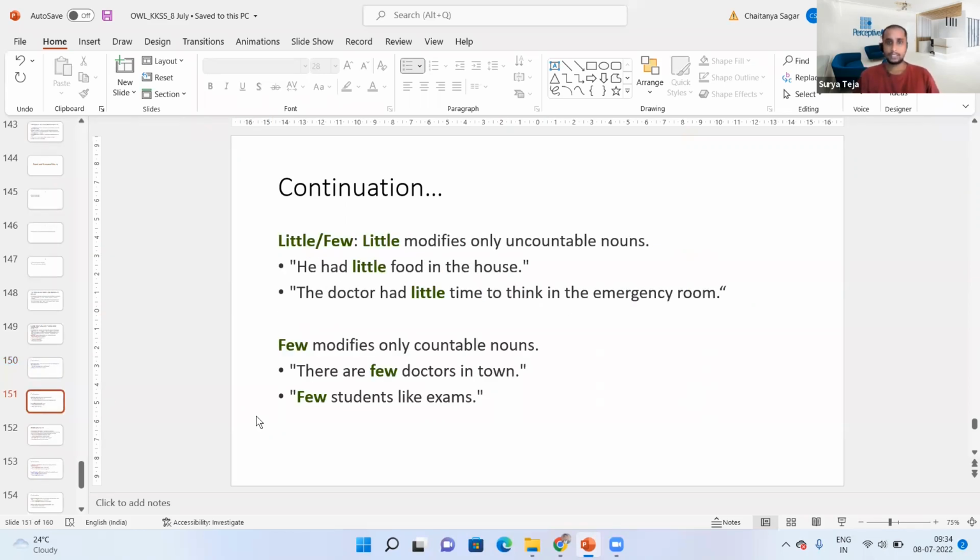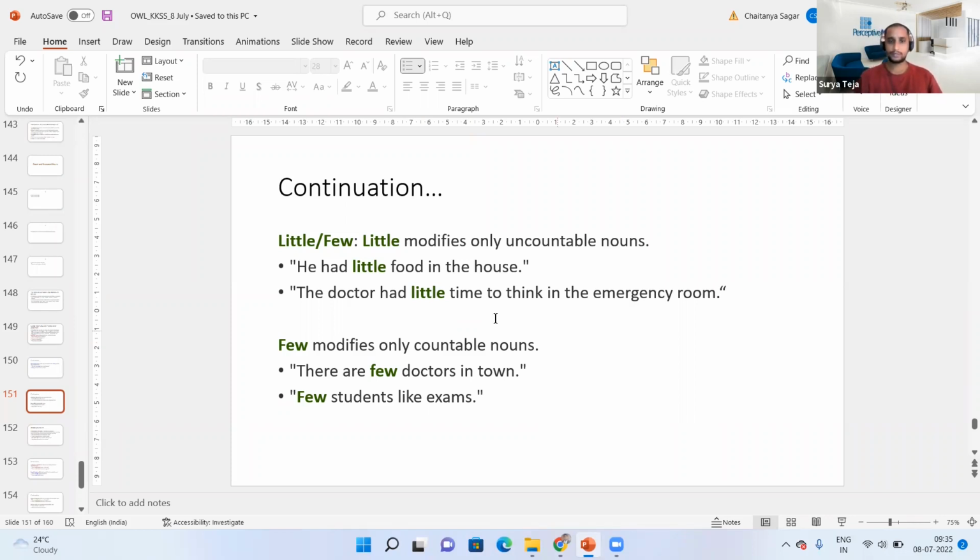And similarly, little and few. Little actually modifies only uncountable nouns. Few modifies countable nouns. If you see the example here, the first one, he had little food in the house. The doctor had little time to think in the emergency room. So little is talking about the food. Food is an uncountable noun. Here, time is the uncountable noun, and little is qualifying the noun time. Here it is qualifying the noun food. So whenever the noun is uncountable, we use little to express how much quantity it has.